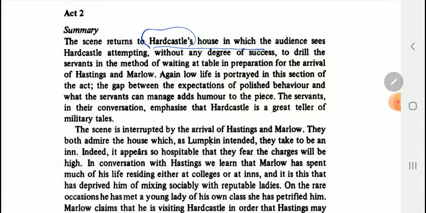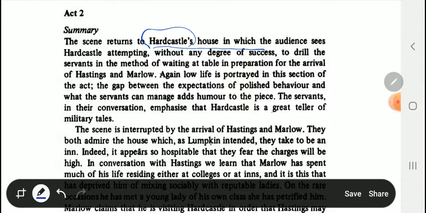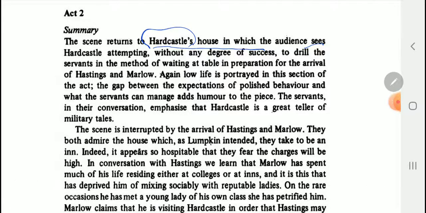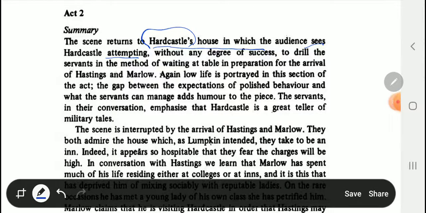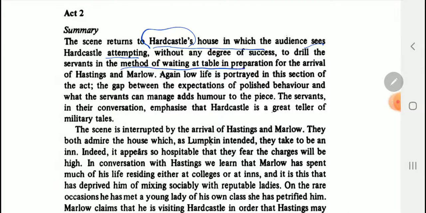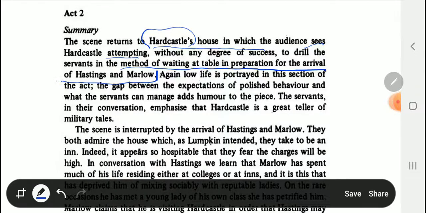Okay, so the scene returns to Mr. Hardcastle's house, and the audience sees Hardcastle attempting to drill servants in the method of waiting at table in preparation for the arrival of Hastings and Marlow. So he was waiting for Hastings and Marlow. He tried to give instructions to the servants to behave in a really good way.